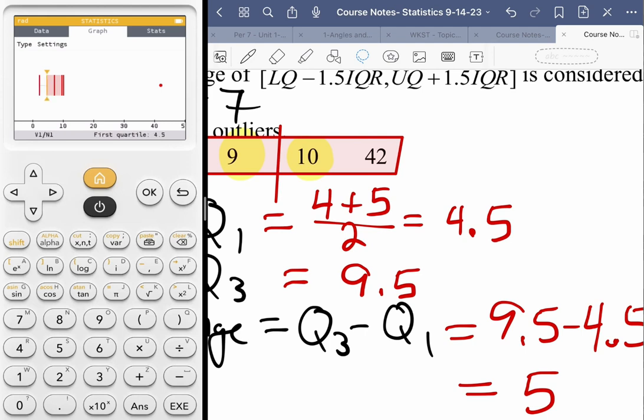But then it'll tell me the first quartile, which is why I introduced the different terms. You have lower quartile, first quartile, Q1, they all mean the same thing. Right? So in this display, it writes it as first quartile, 4.5. That's what we came up with. Median, 7. We came up with that earlier. Upper quartile, 9.5.